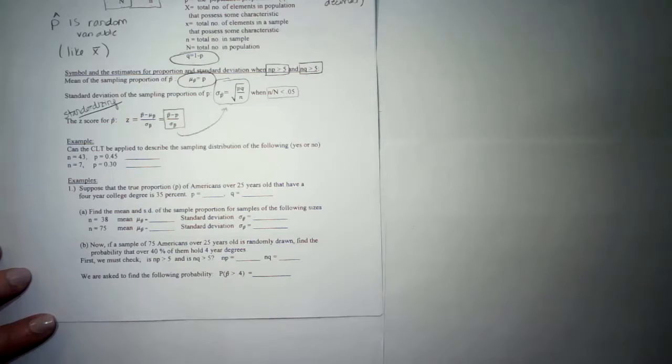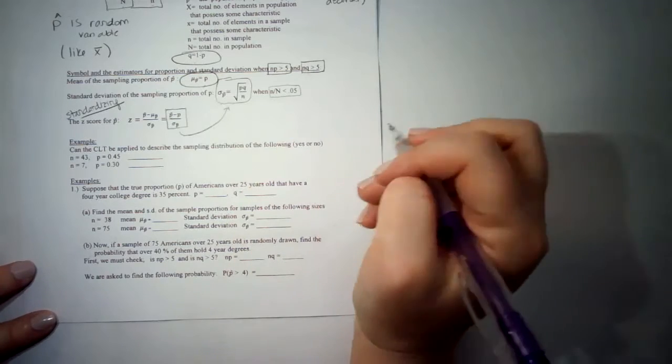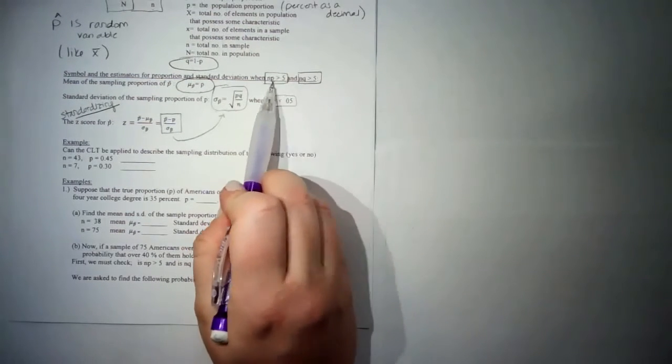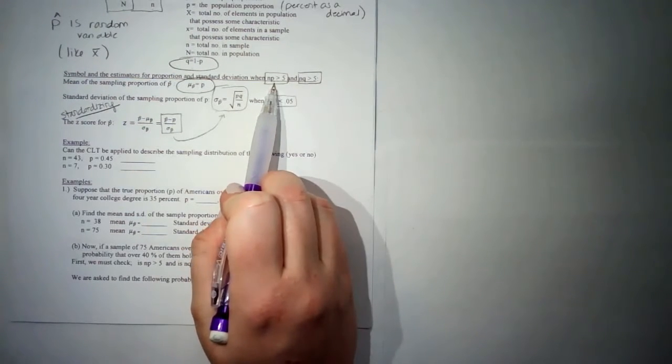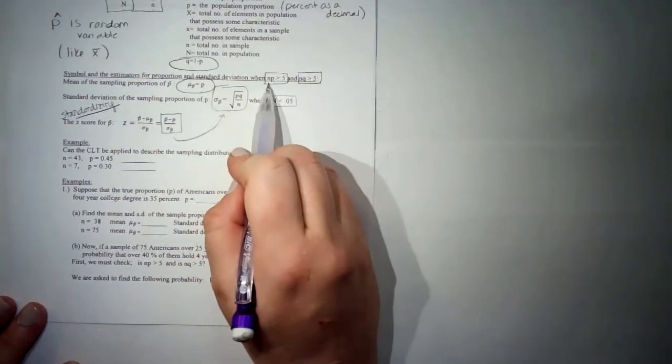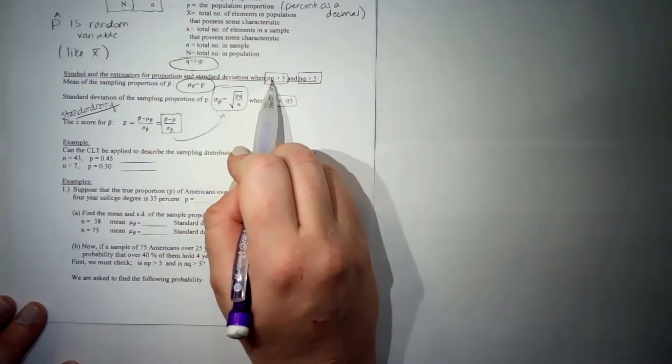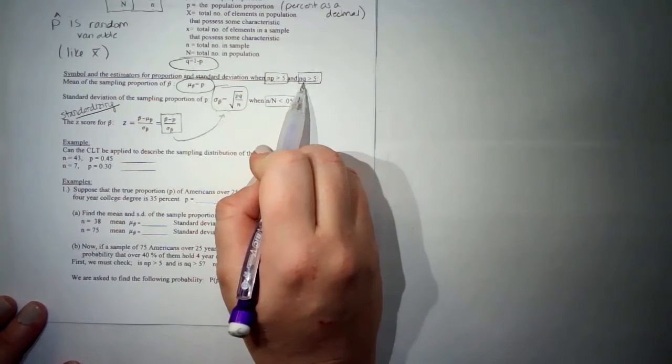Well, that means either n has to be greater than or equal to 30 if we're dealing with X bar, or that these two have to be true if we're dealing with P. Just so happens we're dealing with P. So we're going to have to multiply N and P together and see if it's bigger than 5. Then we're going to find Q and multiply N and Q together and see if it's bigger than 5. If both of them are true, we write yes.